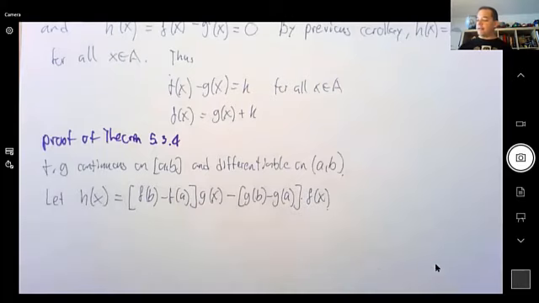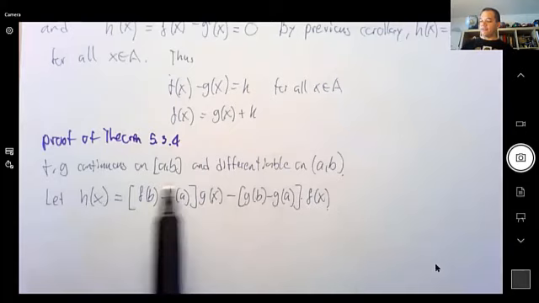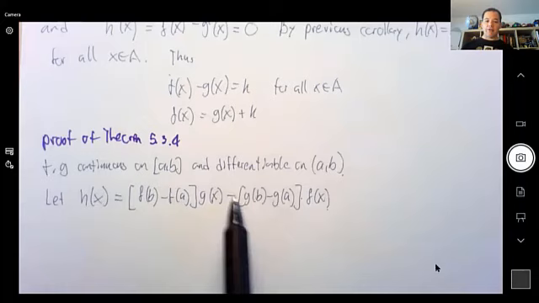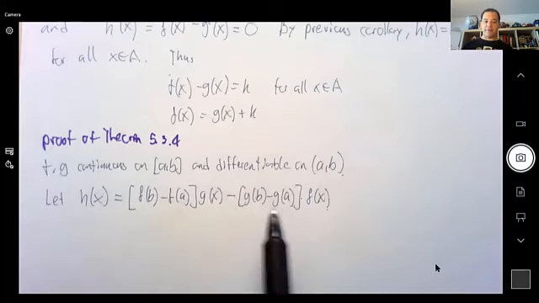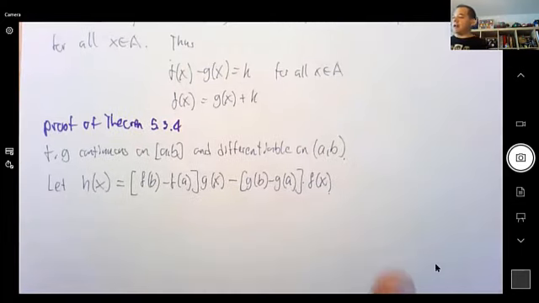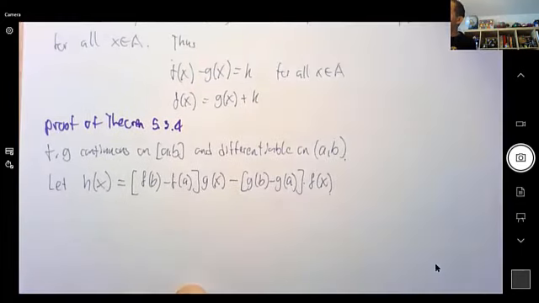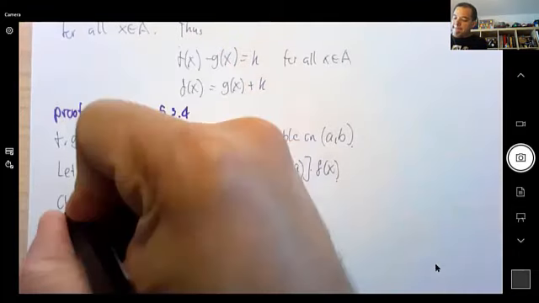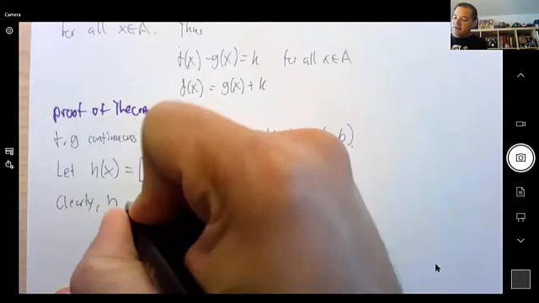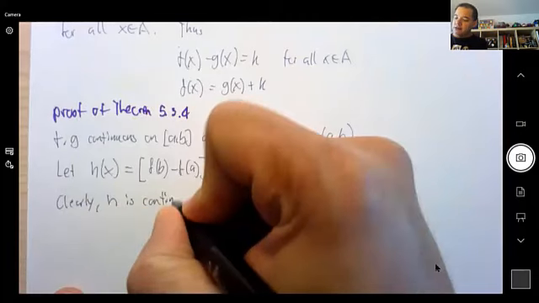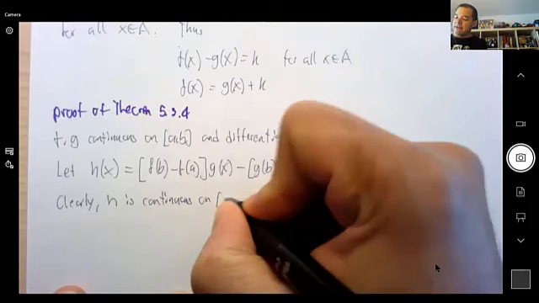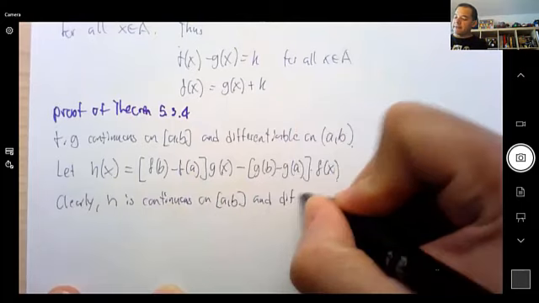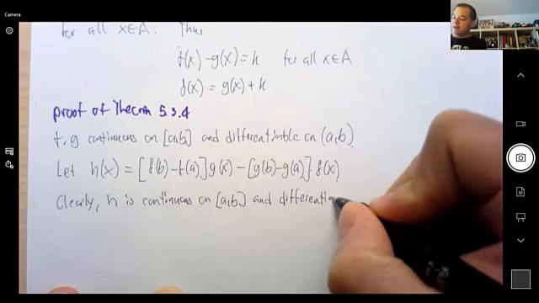So it's just a linear combination of f and g. This is a constant, and that's also a constant. So we have a constant times g minus another constant times f. This is obviously a continuous function, and differentiable, so it inherits the properties of the previous ones. So clearly h is continuous on [a, b] and differentiable on (a, b).